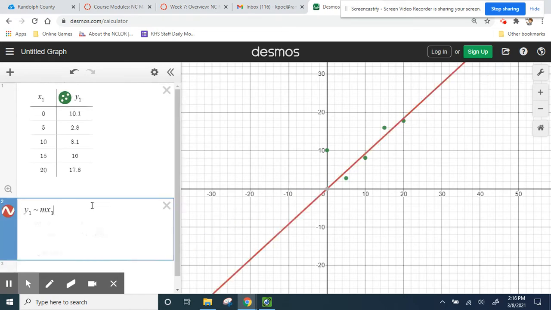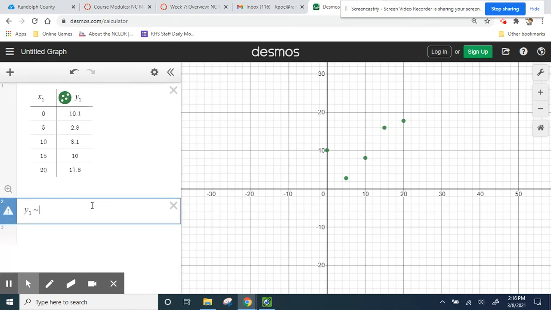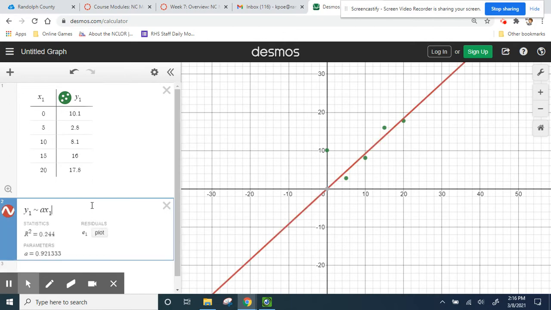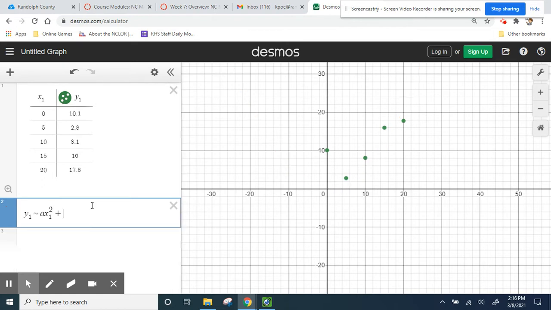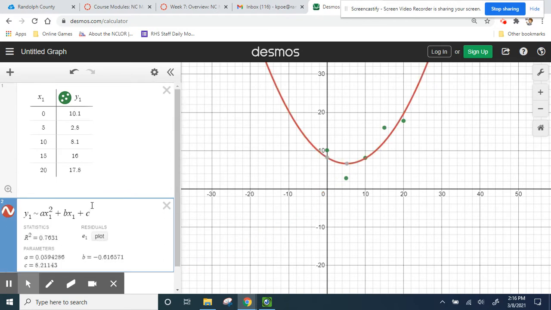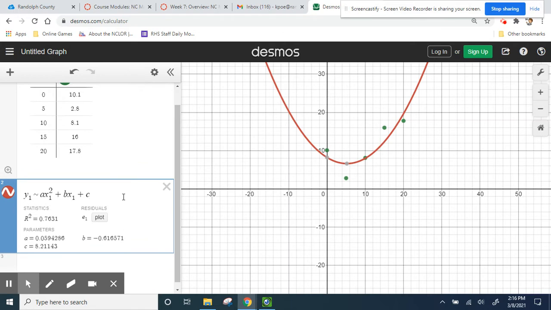So now I'm going to go back and change this. Let's try if it's quadratic. So you're going to do ax1, and this time you're going to do Shift 6 to do a squared there, plus bx1 plus c. This is for a quadratic function, but you can see I'm not going through my green dots that I need to go through. So it's not quadratic that's going to help us.